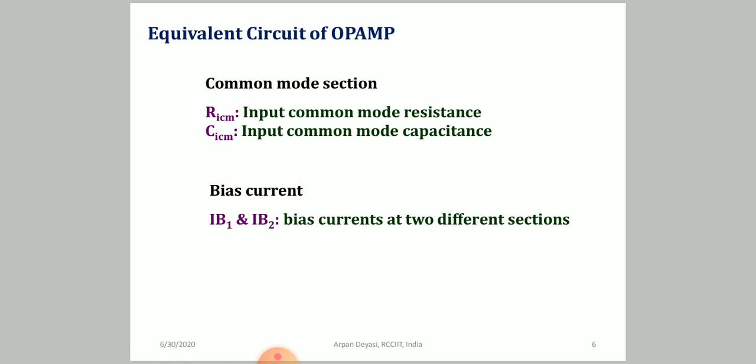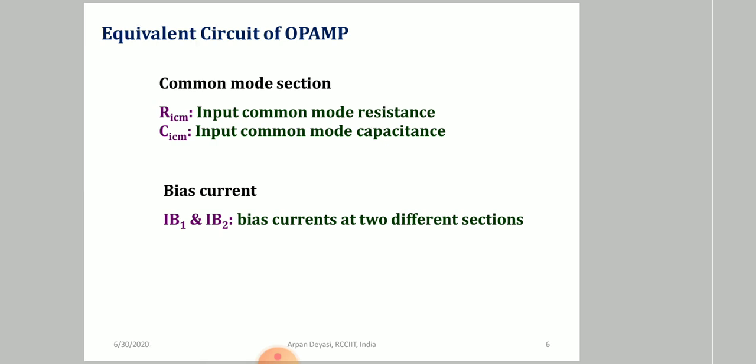We have a common mode section where input resistance and capacitance are RICM and CICM. And the bias currents at the two different sections are IB1 and IB2. So that completes your equivalent circuit for the op-amp. How to make a realistic two-stage equivalent circuit of the op-amp for practical calculation, that I will go for in lecture 3. But for lecture 2, you understand why the different components arise for a practical op-amp circuit, which are generally absent in a theoretical circuit.